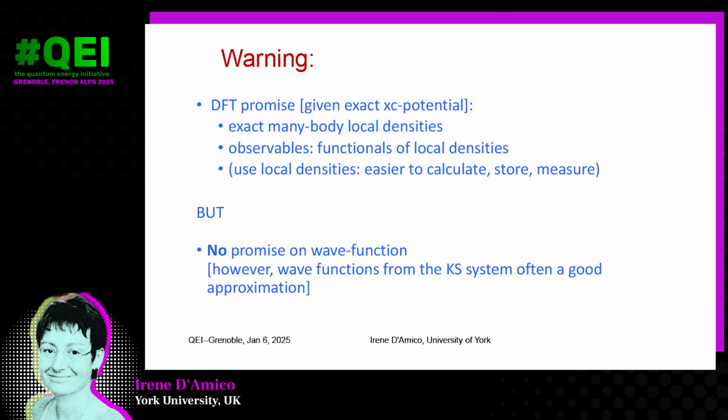Okay, one warning is that while DFT promises to give you the exact many-body local density and observables given that you know the functional, it doesn't give you any promise about the wave function. So if you don't have the functional of the wave function, you cannot blindly take the Kohn-Sham wave function and say this is the wave function of my many-body system. That said, the wave function of the Kohn-Sham system is often a very good approximation, but just to mention, it is not a promise.